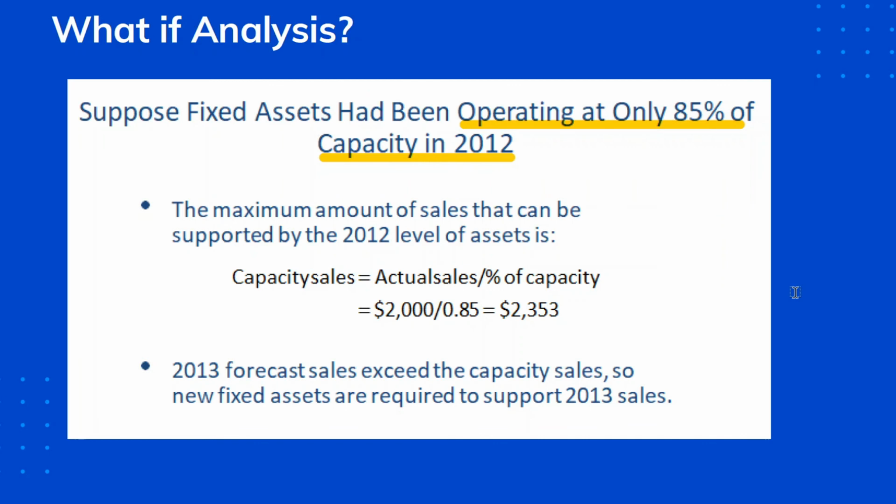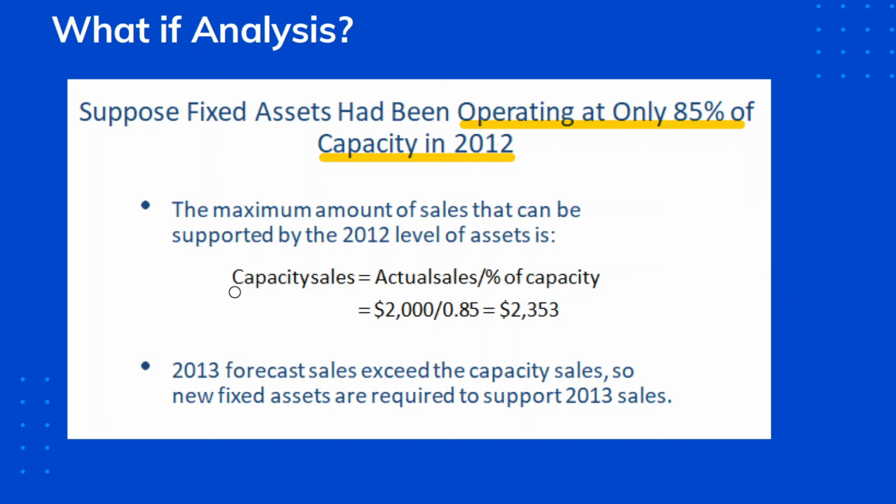In this example, our key assumption is that the firm is operating at full capacity, so we need to invest in the net fixed asset if we want to increase more sales. Under this what-if analysis, if we are operating only at 85% of capacity, by increasing sales, we can produce more. But we may not have to invest more in the net fixed asset because we're not at full capacity yet.